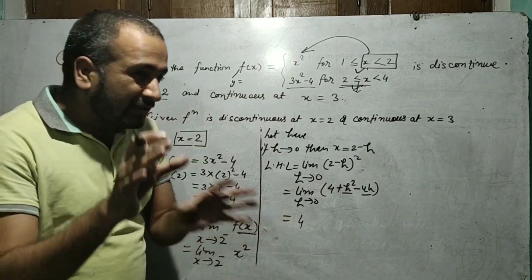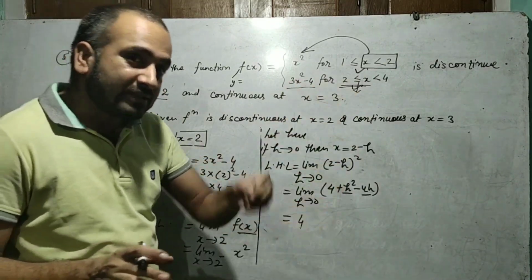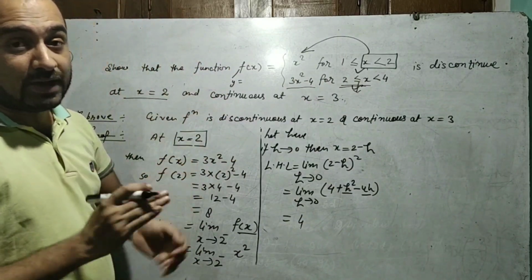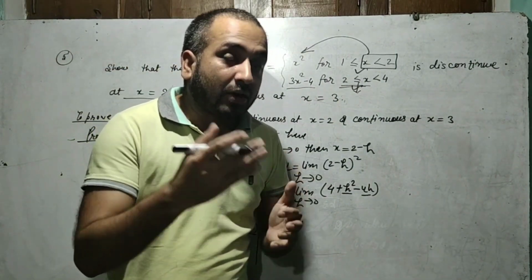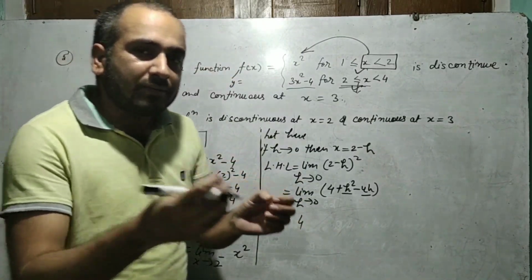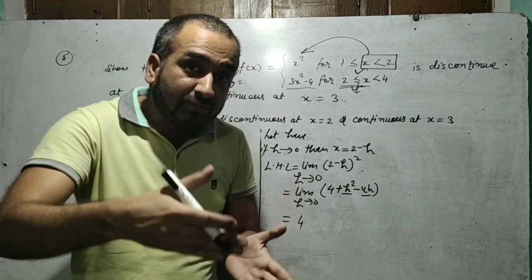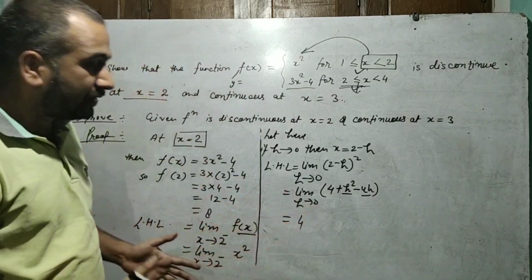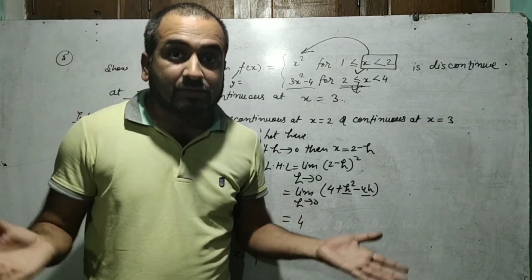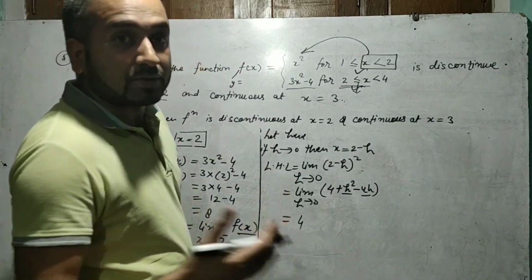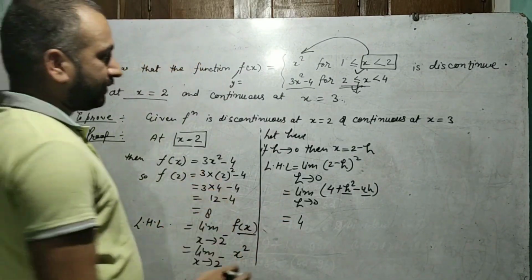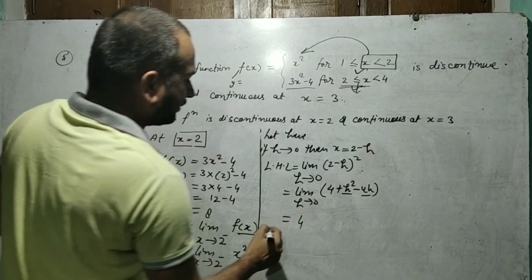So you can observe here the function is discontinuous according to the definition of continuity. If the limits do not exist, or if the limits exist but the value of the function at the given point is different, then the curve is discontinuous here. Okay, so let us check the RHL. What will be the RHL?